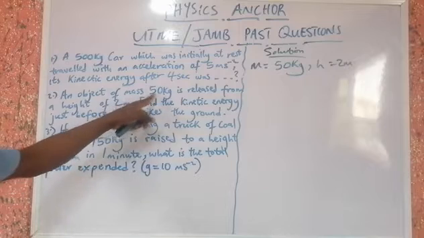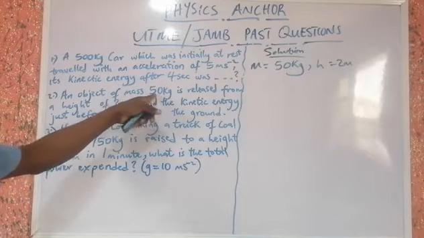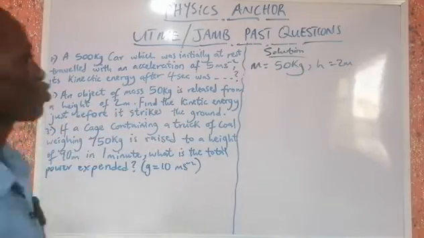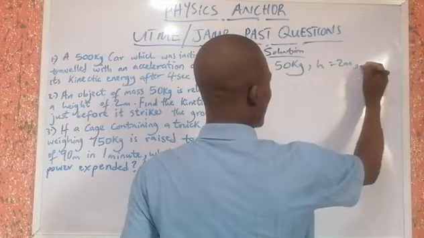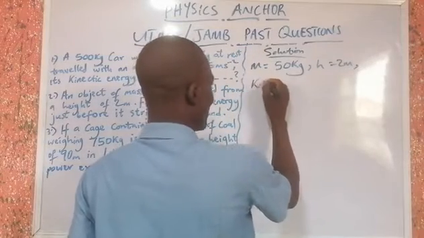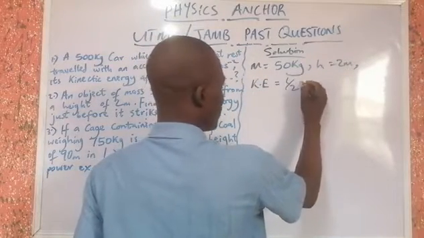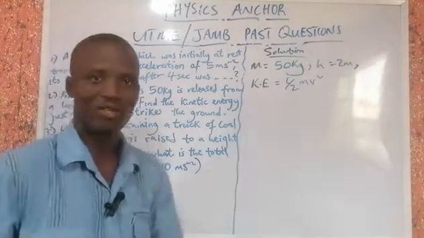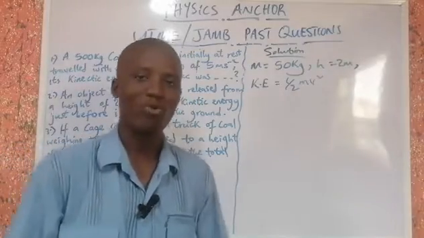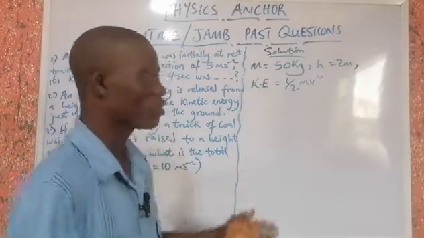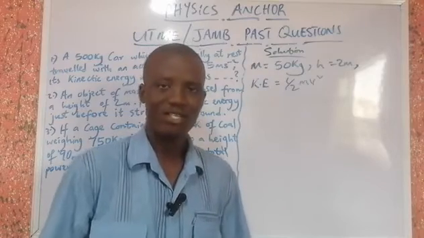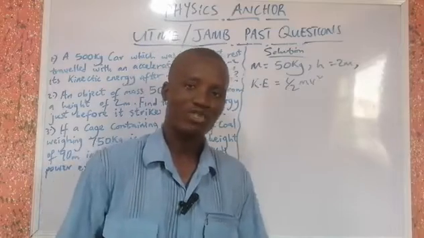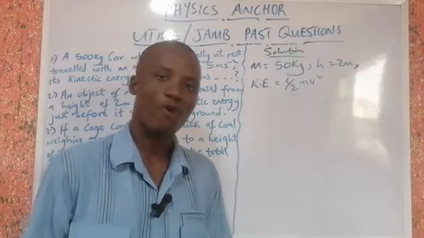So we are being given the mass, we are being given the height, and then they ask us for kinetic energy. Of course, we know that our kinetic energy equals half mv squared. But here, you will see that you are not being given velocity nor any clue to find your velocity. So you must remember our conservation law of energy that states that energy can neither be created nor destroyed, but can be transformed or changed from one form to another.